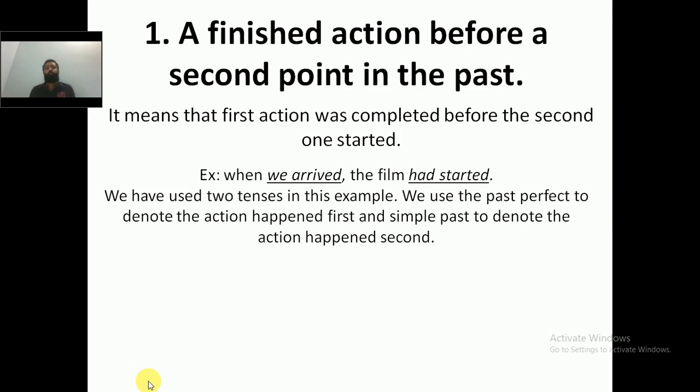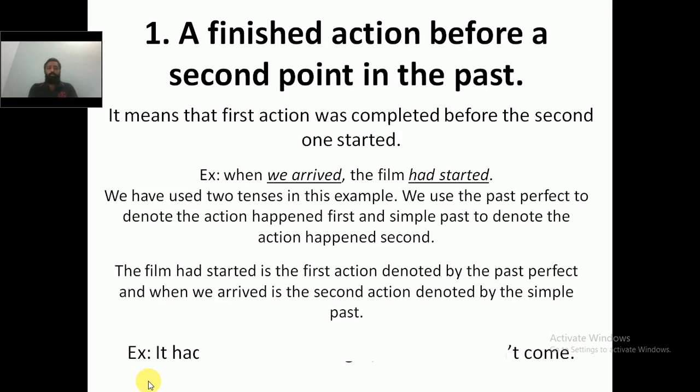And why do we use the past perfect tense? We use the past perfect tense to denote the action that happened first. In this particular example, what is the first action that happened? That is, the film had started. And we use a simple past tense to denote the action that happened second. We'll give you one more example.